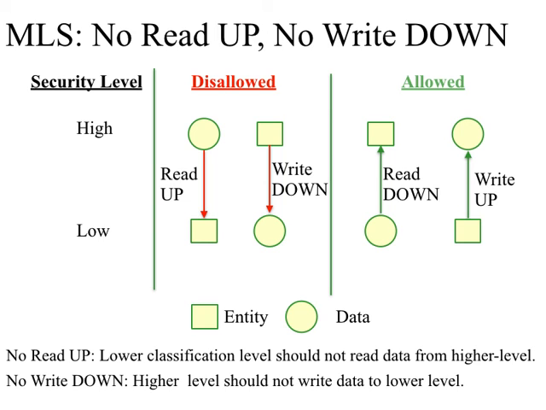On the other hand, you allow read down and write up. What that means is that a person at a high security clearance should be able to read lower level security information, and a person at lower security clearance should be able to send data to a higher security clearance level, although they should not be allowed to tamper with data at a higher security clearance level.